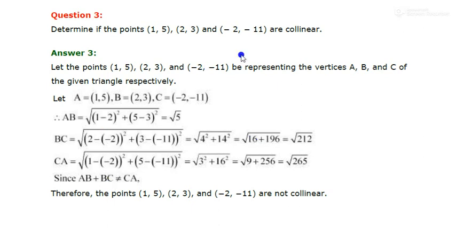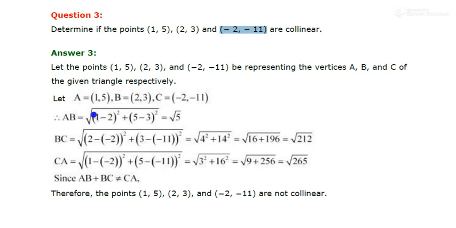Now next find the distance between A and C, means AC. So these are the points (1, 5) and (−2, −11). So it will be (1 − (−2))² + (5 − (−11))². So it will be √265.